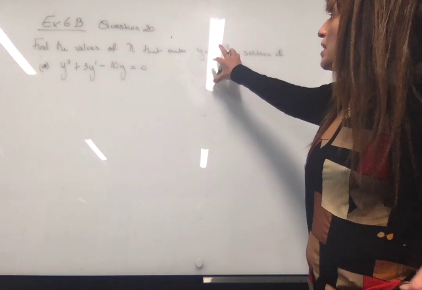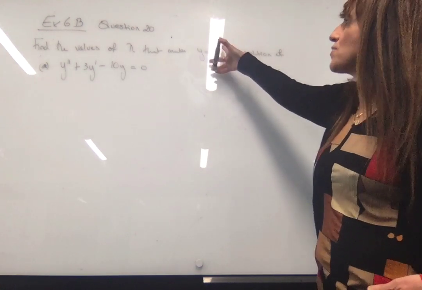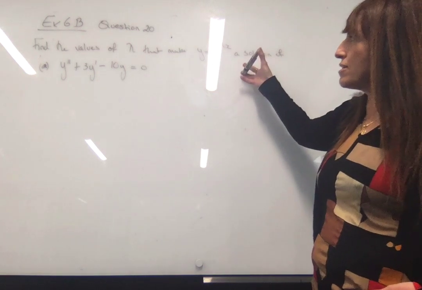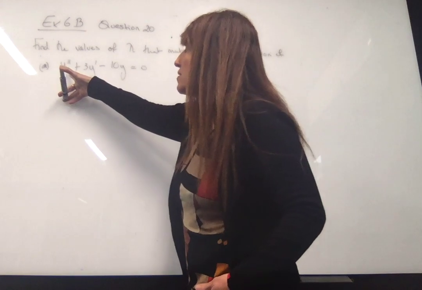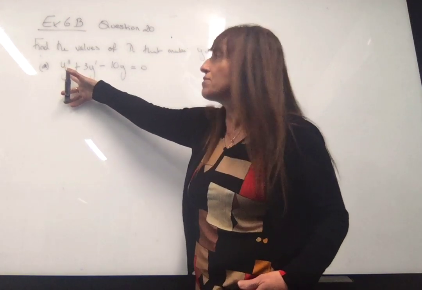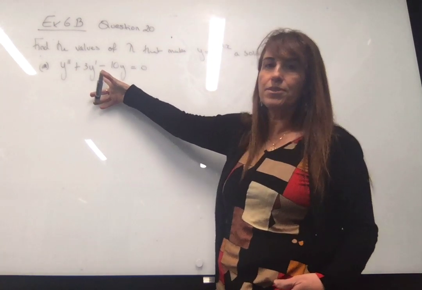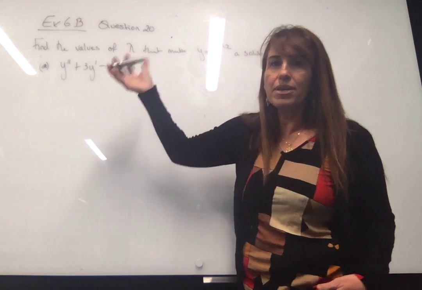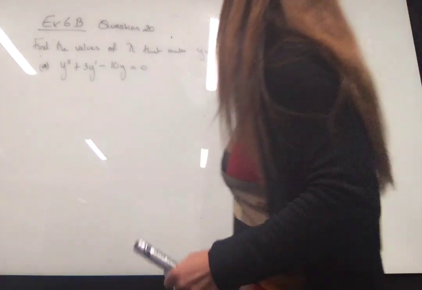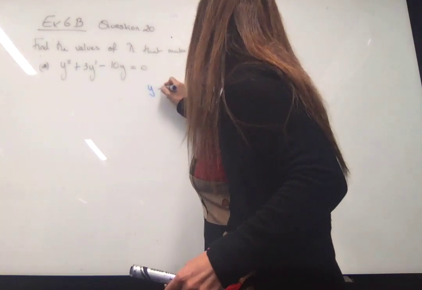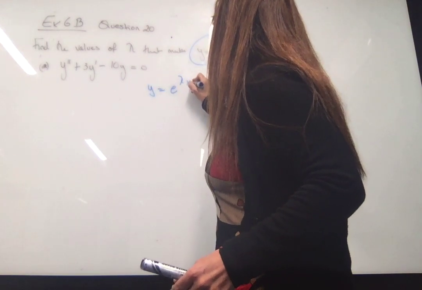So we want to find the values of lambda that gives a solution for this particular question here, which says the second derivative of y plus 3 times the first derivative of y minus 10y equals 0. So we know that y is equal to this. So y is equal to e to the power of lambda x.